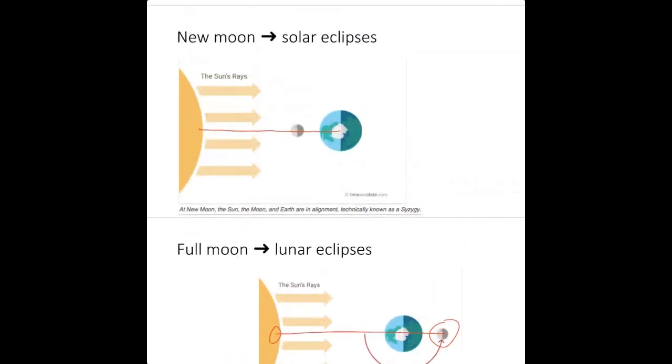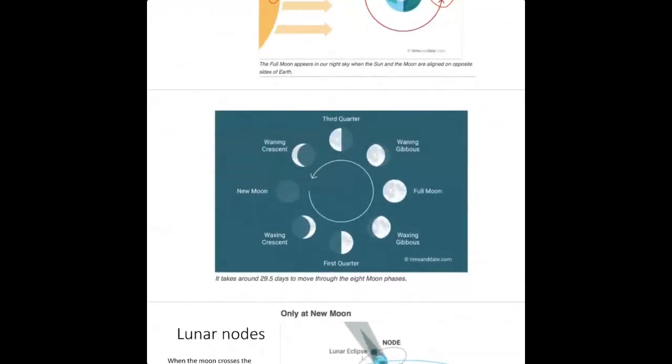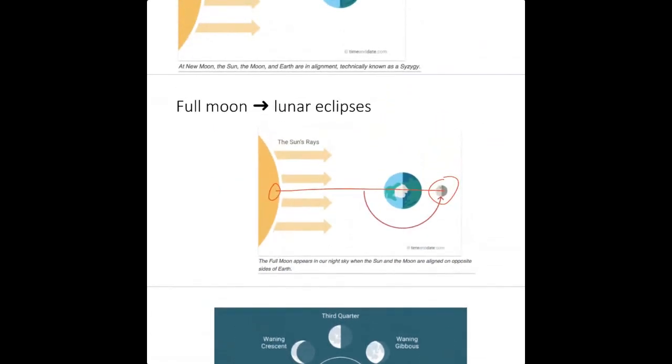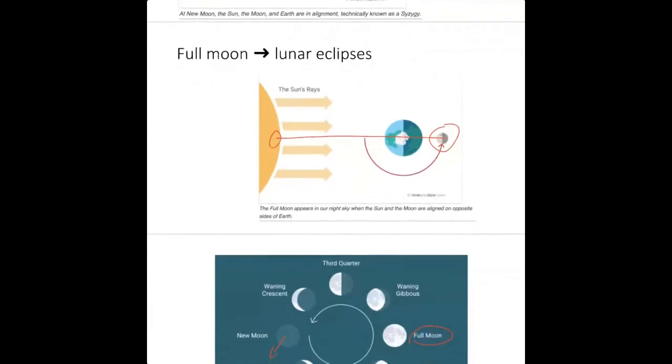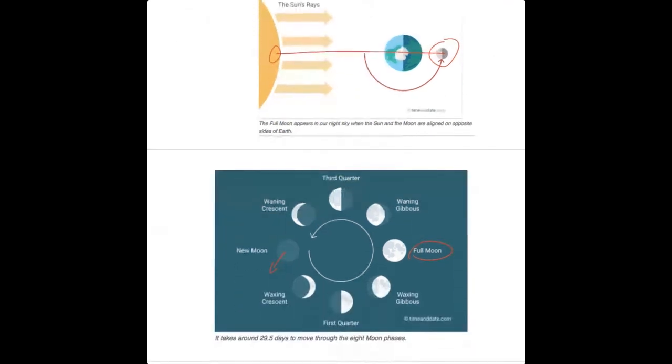So new moon, solar eclipses: the moon is between the Earth and the sun. Full moon, then you get lunar eclipses, because then the Earth is in between the sun and the moon, and it can block the sun's rays from shining its light on the moon. Here you see the different phases of the moon, where we have new moon here, new moon, and full moon. Lunar eclipses can only happen at full moon, and solar eclipses can only happen when you have new moon.